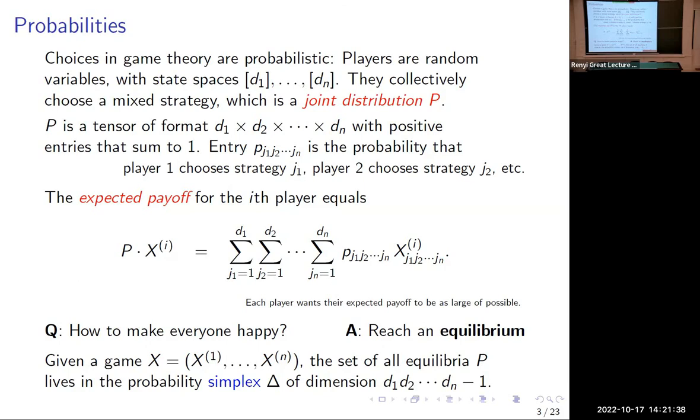So let's summarize. I'm given a fixed game. So I'm given a list of n payoff tables, each of which is an n-dimensional tensor. We're going to be interested in the set of all equilibria, according to some definition of equilibrium, and that is a subset of the probability simplex of dimension d1 times d2 up to dn minus 1. Right? The set of equilibria lives inside this high-dimensional simplex in our tensor space. So those are the probabilities.